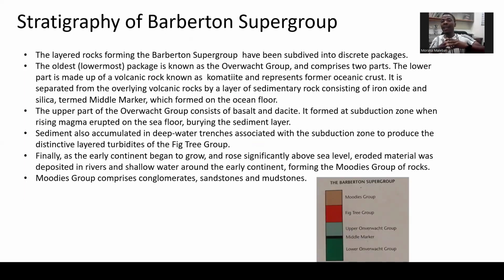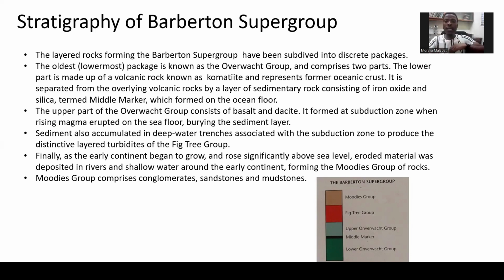The stratigraphy of the Barberton supergroup, as I've mentioned before, comprises 3 groups: Onverwacht, Fig Tree, and Moodies. But now, Onverwacht is divided into 2 parts, that is to say, lower Onverwacht and upper Onverwacht.